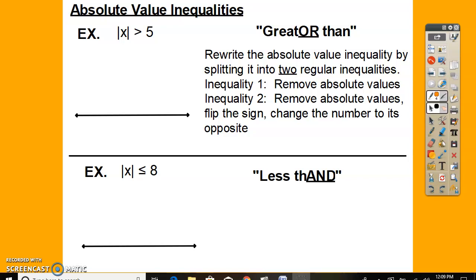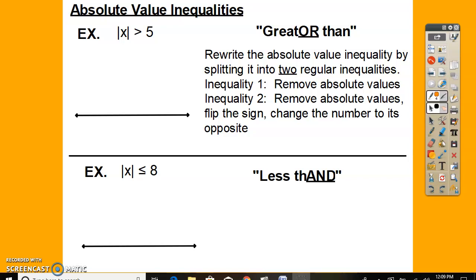So in our first example, we're dealing with the absolute value of x is greater than 5. So now we're still going to split this into 2 like we did with the equations. Okay, our absolute value is by itself. There's nothing connected to it. So I'm going to split this into 2 separate inequalities. When I do that, my first inequality looks exactly the same as my original, but without the absolute value bars. Okay, so I'm rewriting it by splitting it into 2, but I'm removing the absolute value bar.